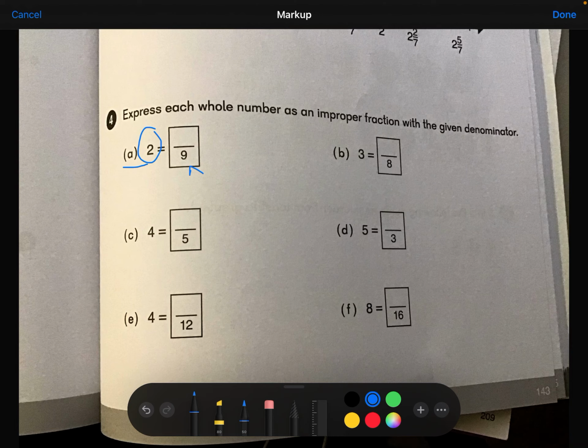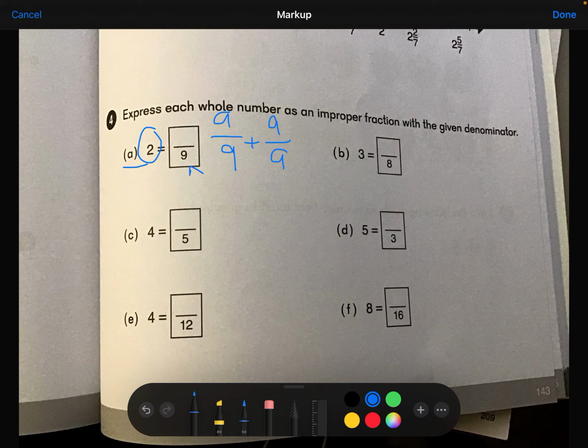So if we consider what one whole would represent, we know that one whole would have the same number in the numerator as we have in the denominator. So right now, our denominator is 9. If we had a whole, we would have all 9 pieces represented. So 9 over 9 represents one whole. We need to have 2 wholes. So we could go ahead and add another 9 over 9.